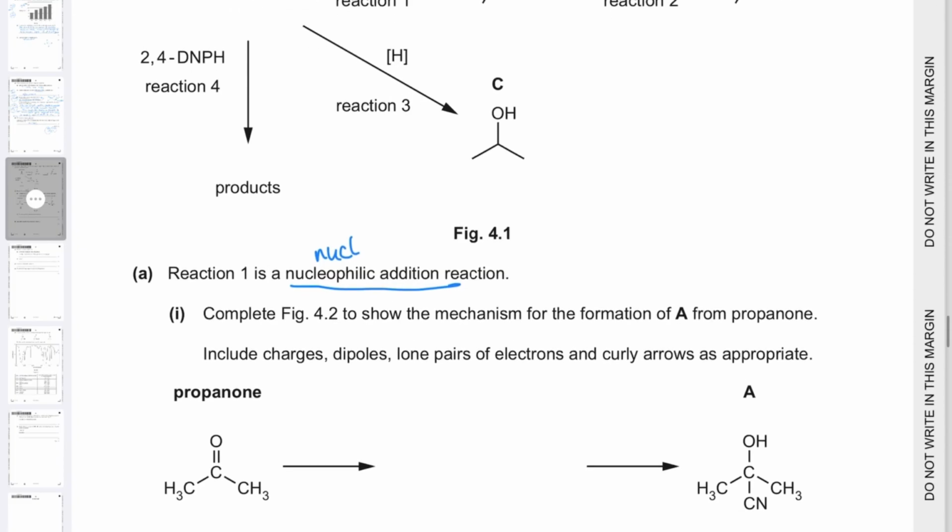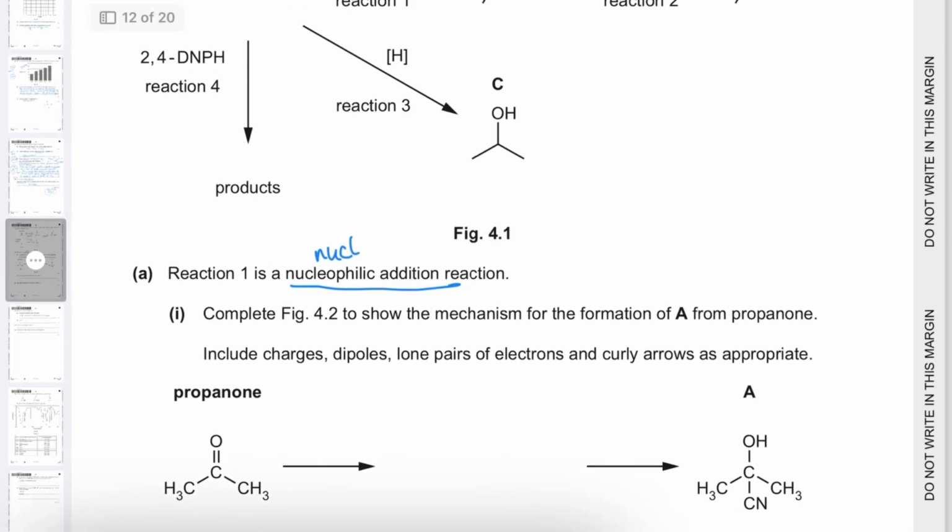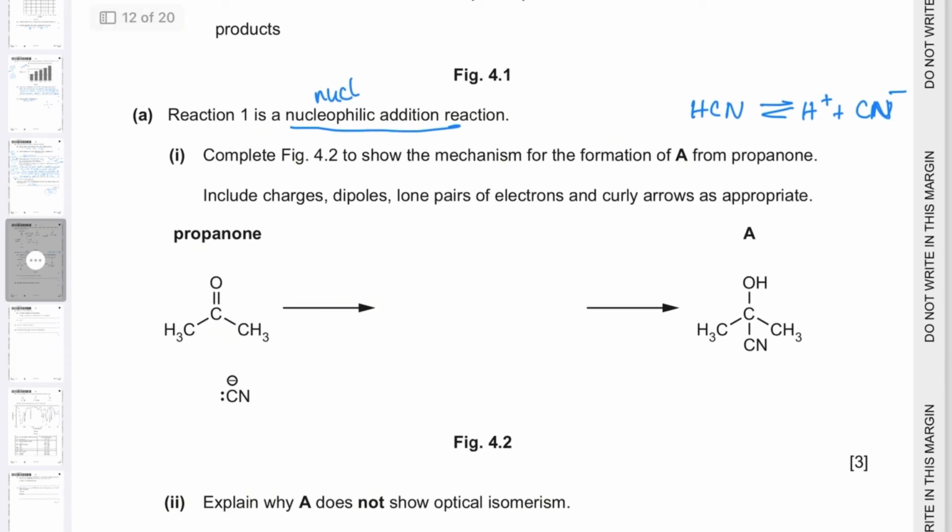So the reactants that we'll use for this reaction are potassium cyanide and hydrogen cyanide, where hydrogen cyanide will dissociate to produce a proton as well as the nucleophile over here. The nucleophile with its negative charge will attack the carbonyl carbon that has a partial positive charge, because oxygen is a lot more electronegative, so it will pull the bonding pair of electrons towards itself, resulting in a partial negative charge on the oxygen.